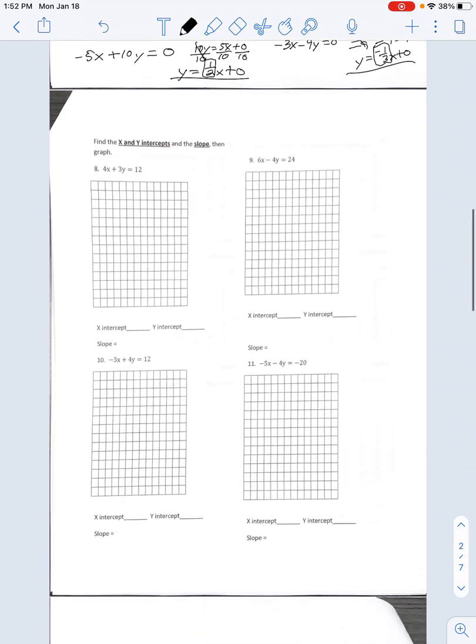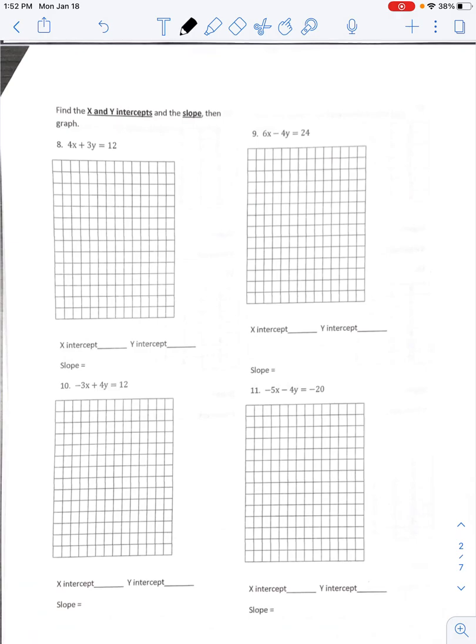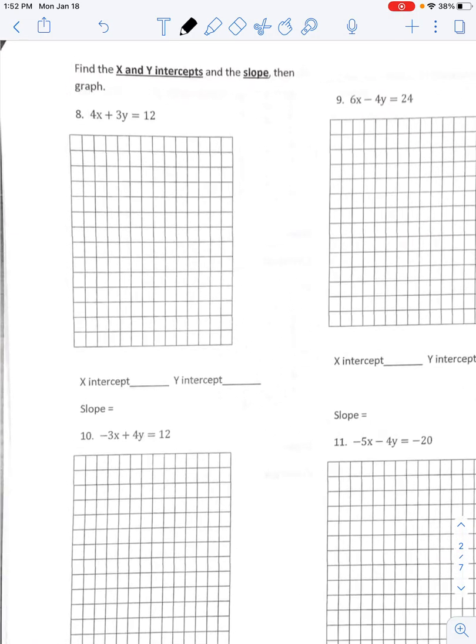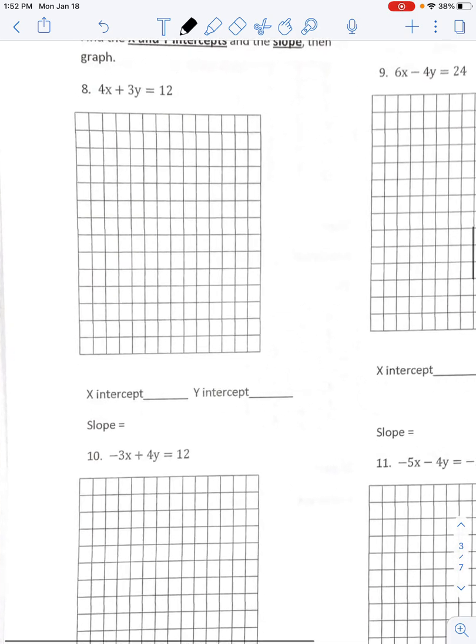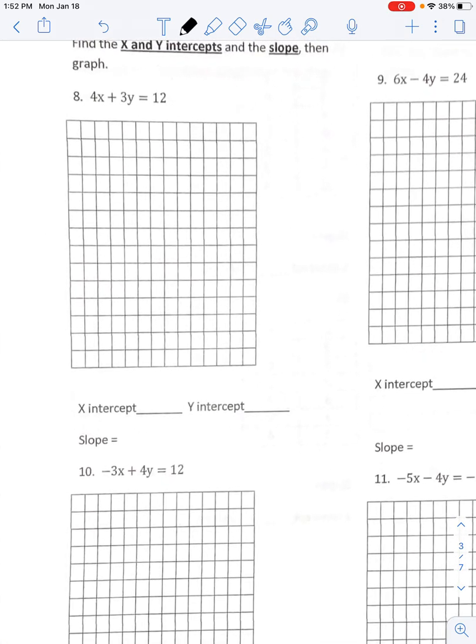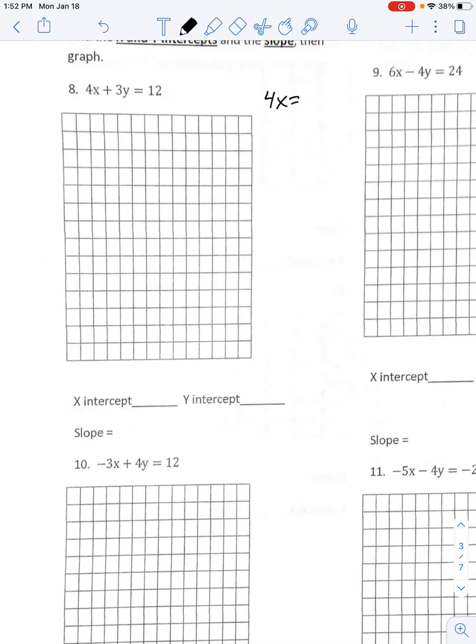Okay, next page. So this one is actually easier. It's just asking you to find the x and y intercepts and the slope and then plot it. All right. This is already in standard form, so it's one step easier than the problems that you just did. So what we need to do is take the y out when we're solving for the x-intercept, take the x out when we're solving for the y-intercept, and then divide for both. So the x-intercept is 3, the y-intercept is 4.